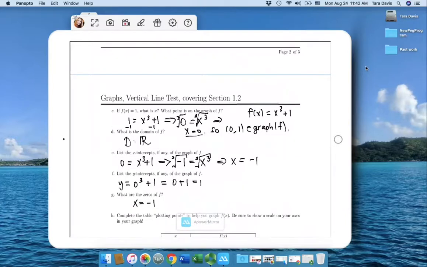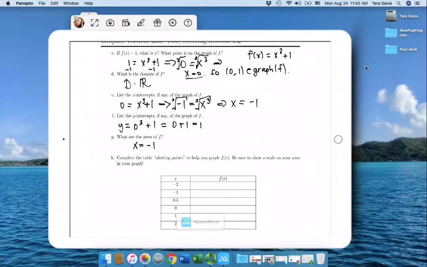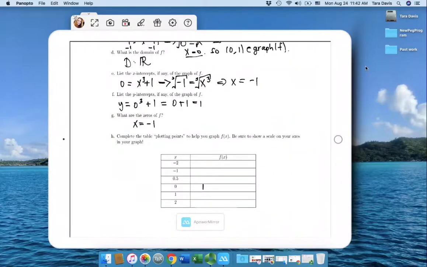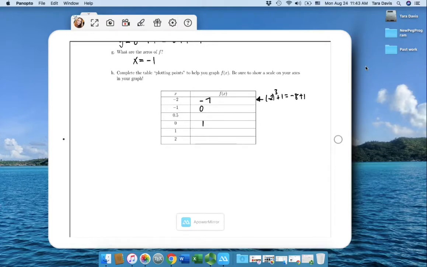I'm just trying to, so I know that when x is equal to 0, y is equal to 1, right? We already did that before, and then I also know that when x is equal to negative 1, y is equal to 0. So I don't have to redo that work, but then for all of the other points, I don't think we did this one yet. So for example, if I take negative 2 cubed plus 1, that'll be negative 8 plus 1, so I can put negative 7 here, right?